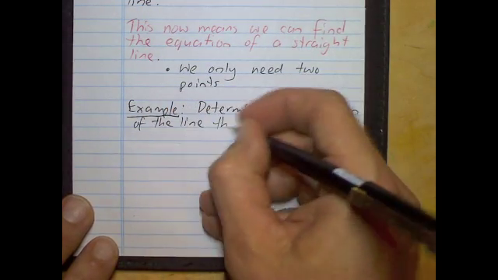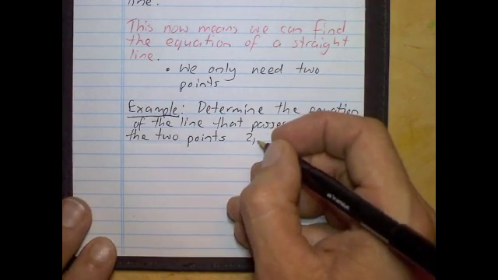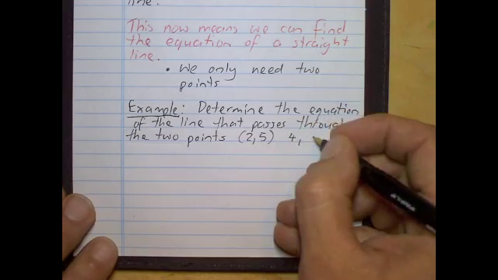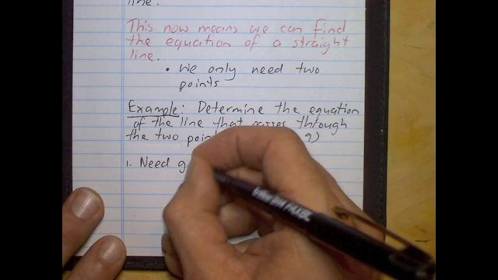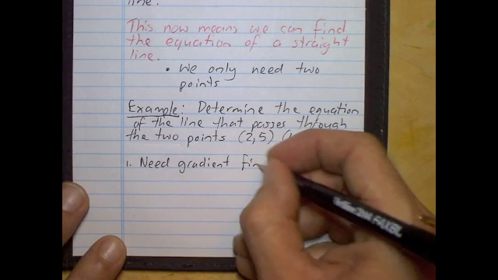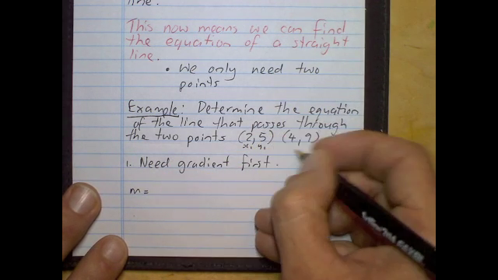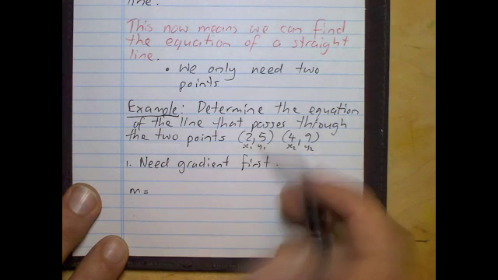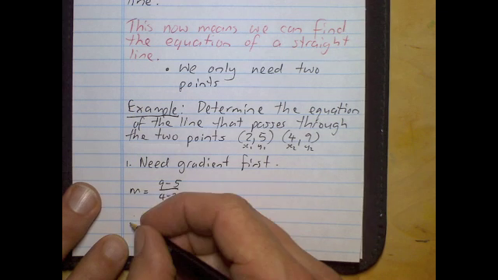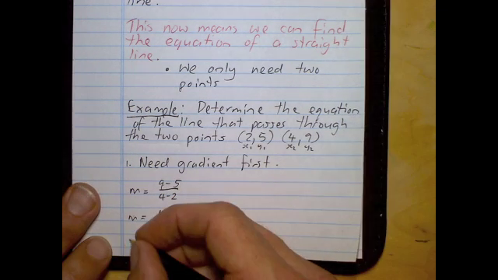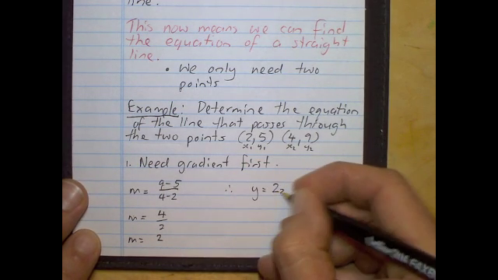Determine the equation of the line that passes through the points (2, 5) and (4, 9). Number 1, we need to find the gradient first. Let's label our points as x1 and y1, and then x2 and y2. There's our first coordinate, and there's our second coordinate. Now let's use our formula, y2 take y1, so 9 take 5, over x2 take x1. We get 4 over 2, and we get our gradient equaling 2. So let's put that into our equation, so we get y equals 2x plus c.